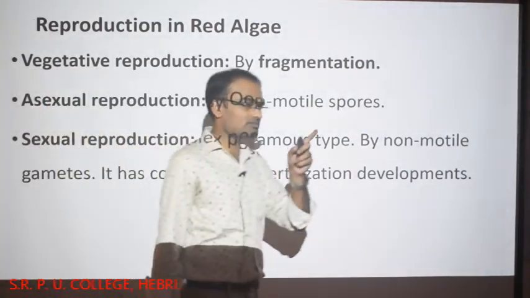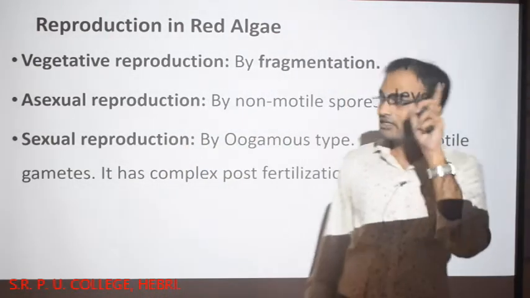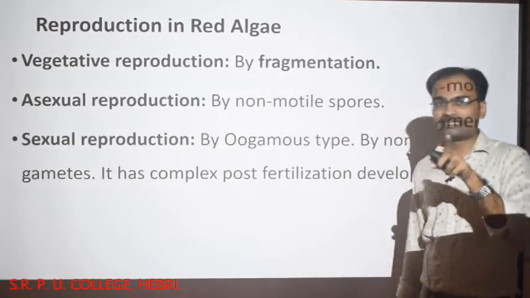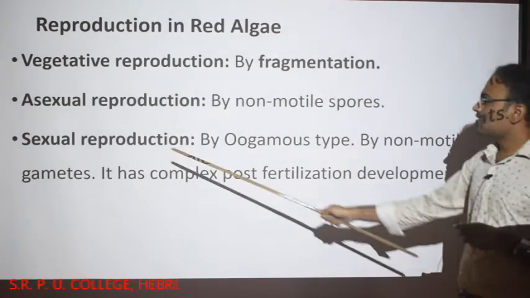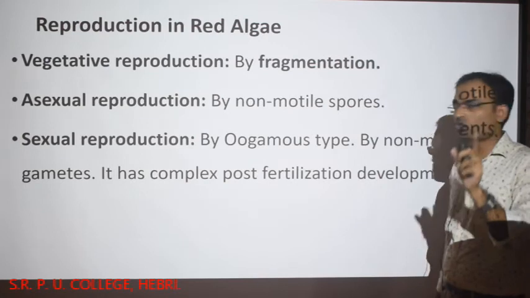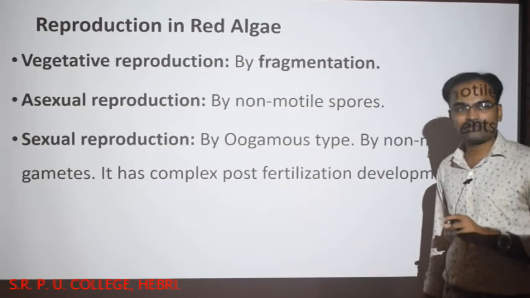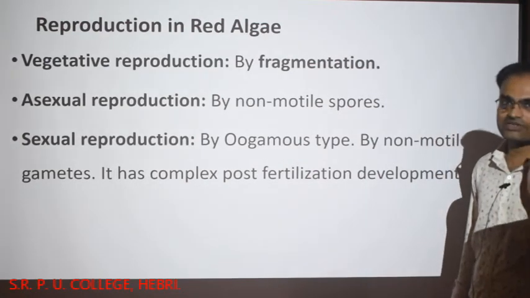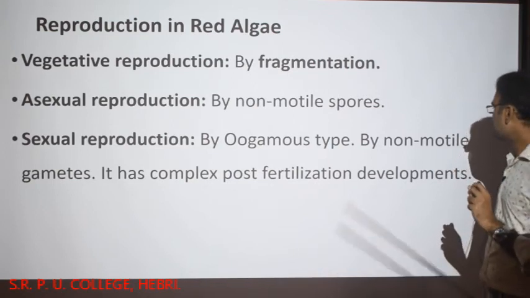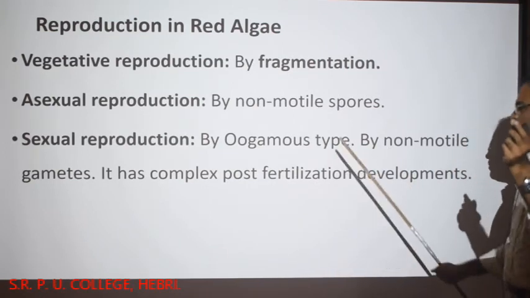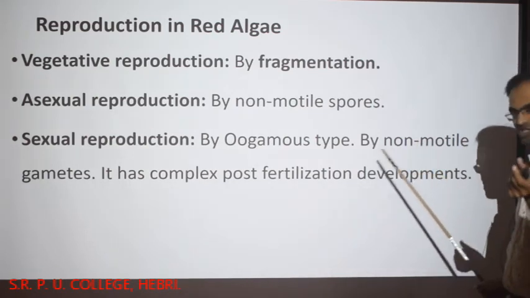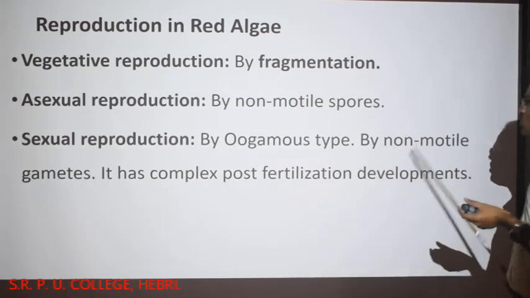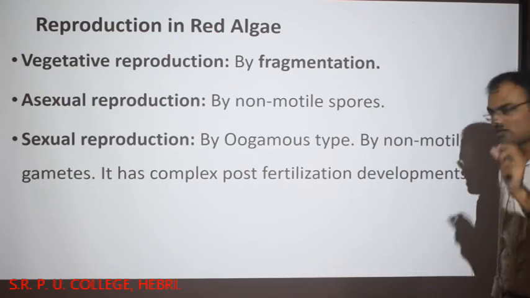But in case of green algae as well as brown algae, it was by zoospores. That means they were motile. Here these are non-motile. Sexual type of reproduction is only by oogamous type. We cannot observe isogamous and anisogamous. Only oogamous type. When oogamous sexual reproduction is occurring, the female gamete must be non-motile and the male gamete must be motile.